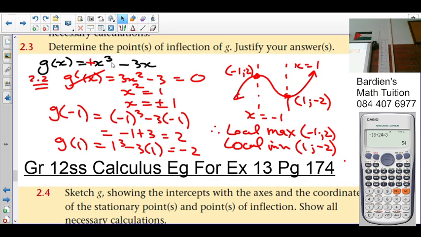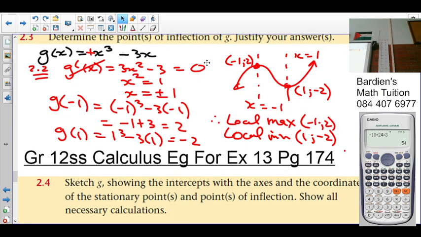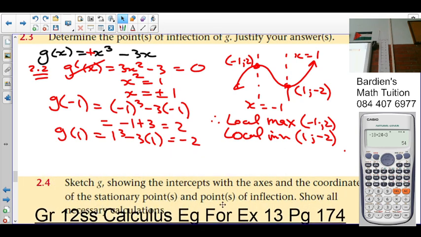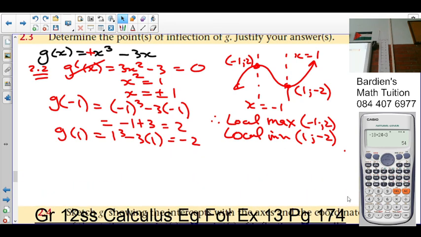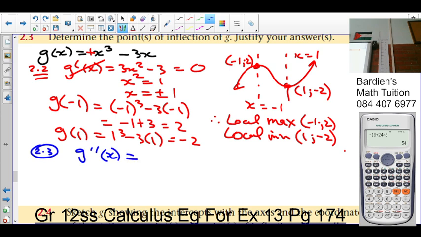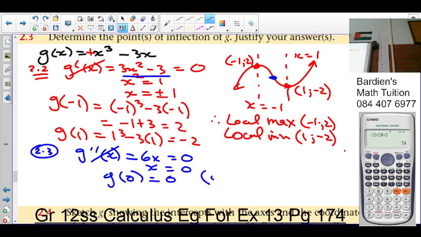Then in 3.2, determine the point or points of inflection. So how do you work out the point of inflection? You work out the second derivative. So g double dash of x is going to be 6x, and I set that equal to 0 of course. So x equals 0, and g of 0 gives you an answer of 0. So the point of inflection occurs at 0 and 0.